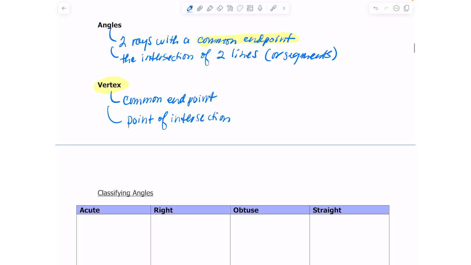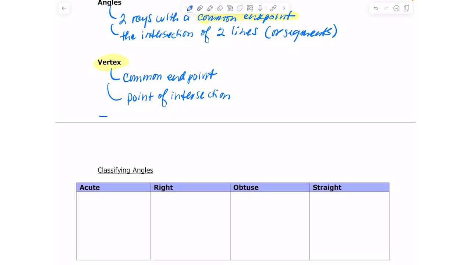One of the things to remember is how do we measure angles, and the most common way to measure angles is using degrees. There are other forms of measurement, so we can also measure angles in what are called radians, but we're going to focus on degrees.